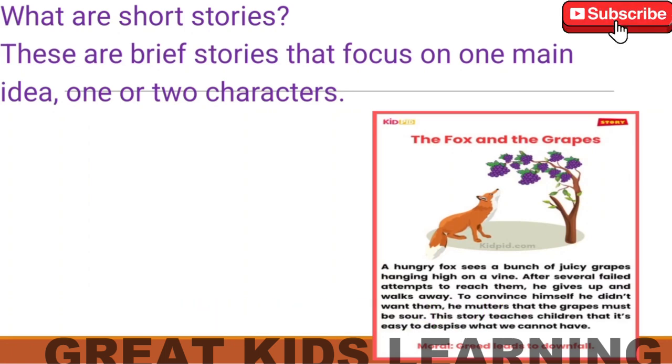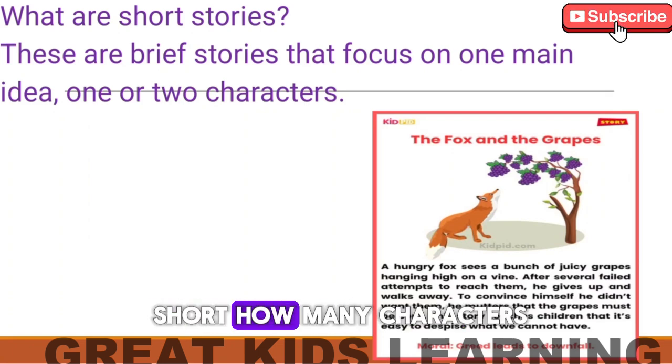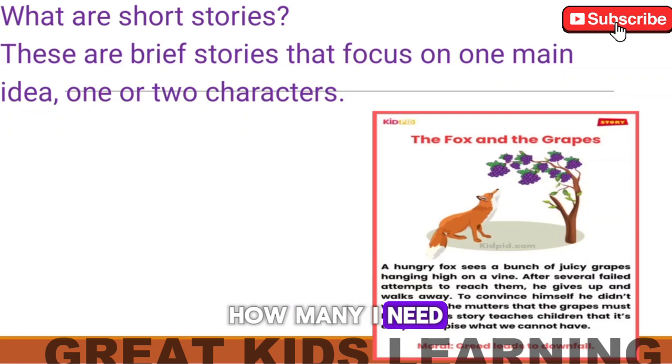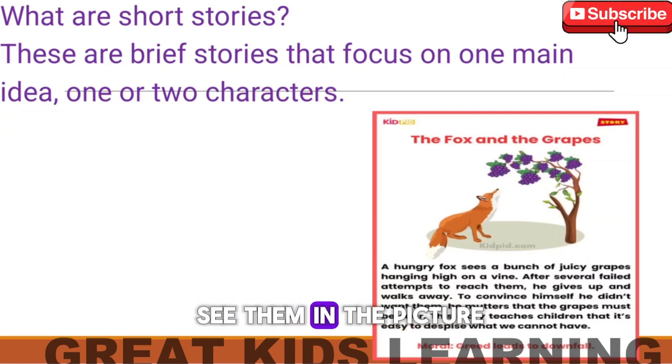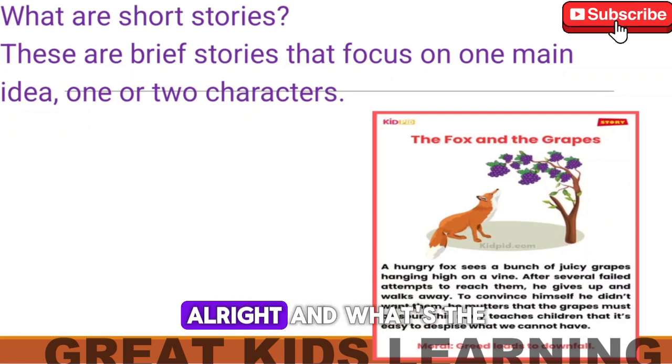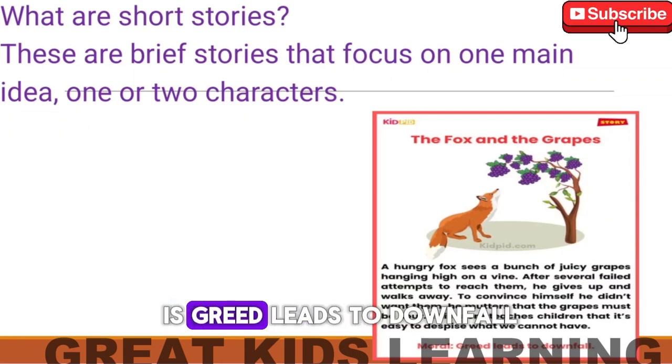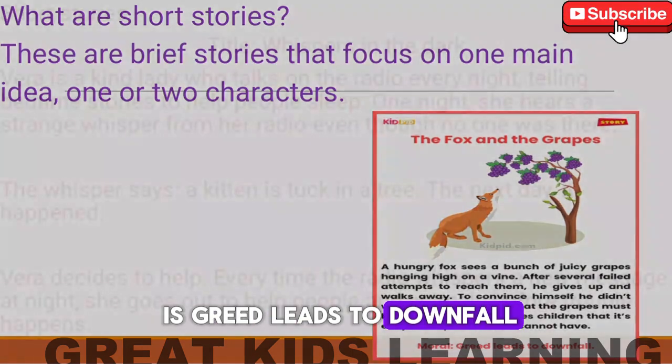Is it not short? Of course it's very short. How many characters? How many? I need you to tell me. Of course you can see them in the picture. Alright? And what's the idea of the story? A fox trying to get grapes. Just a simple idea. So our moral lesson is greed leads to downfall.